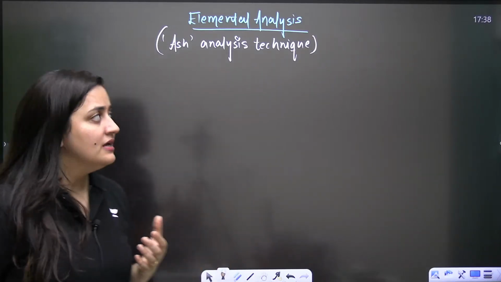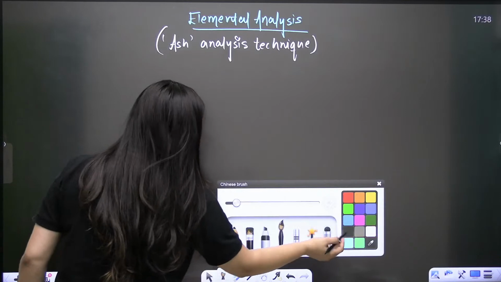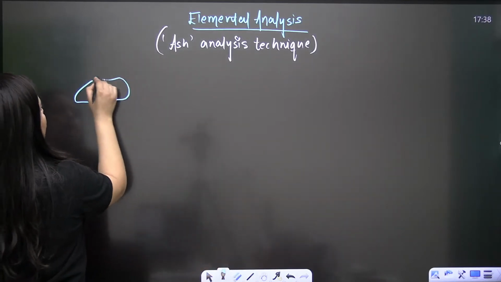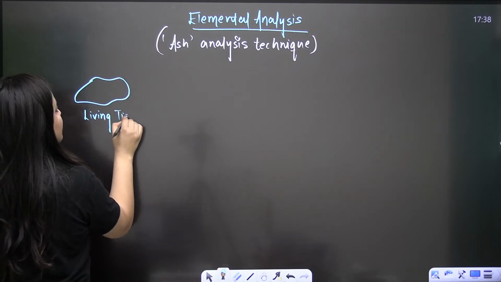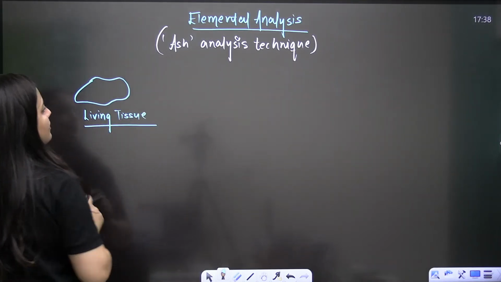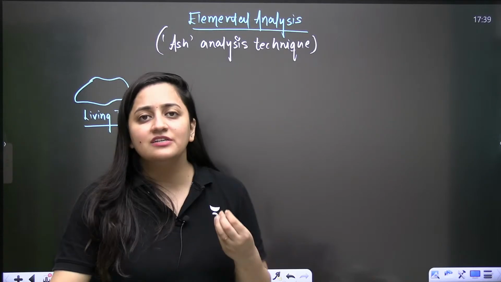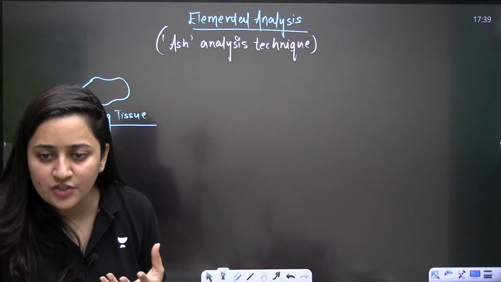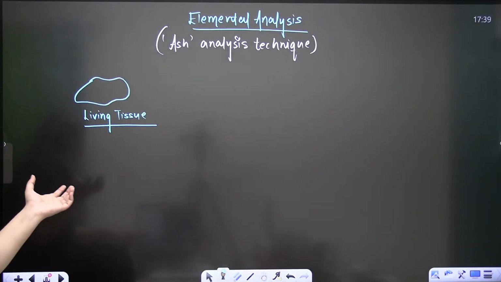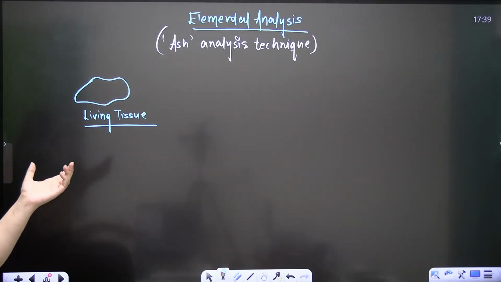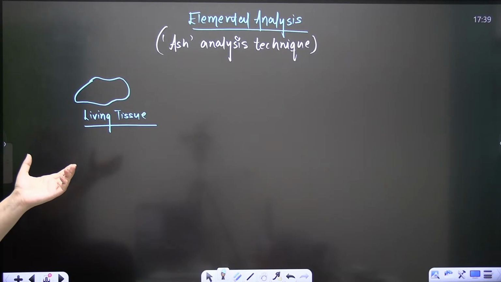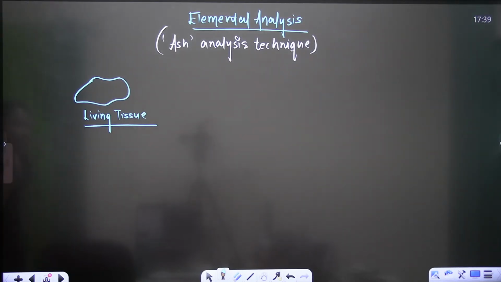So what do we need to do here? We will take a living tissue, right? Then you are going to burn it. So because of that, what is going to happen? Obviously, you are going to take the living tissue, right? So what will you do here?